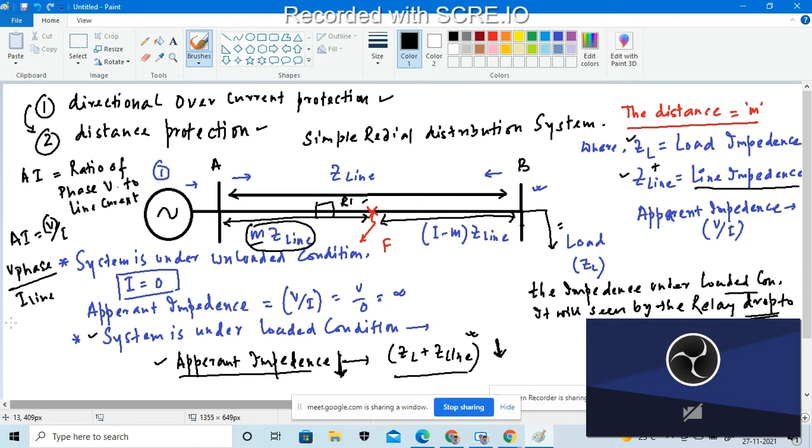Right, so if I consider this AB section, suppose the name of the transmission line we consider is Z dash. In that case, the apparent impedance will be reduced drastically in the presence of a line fault.